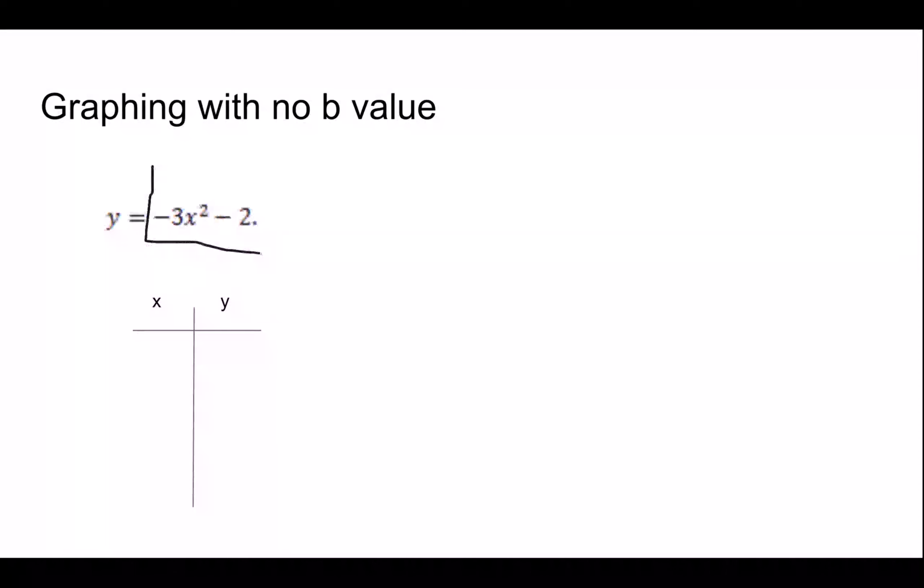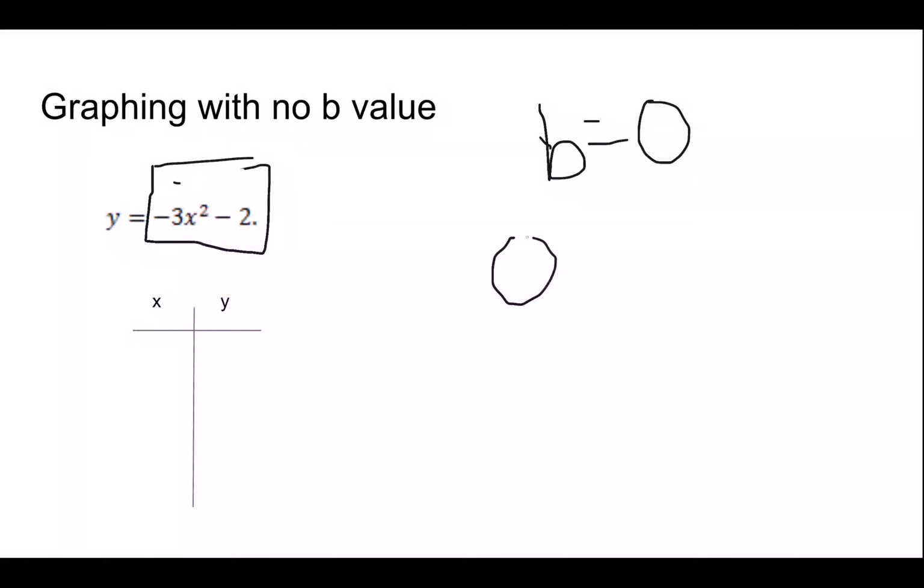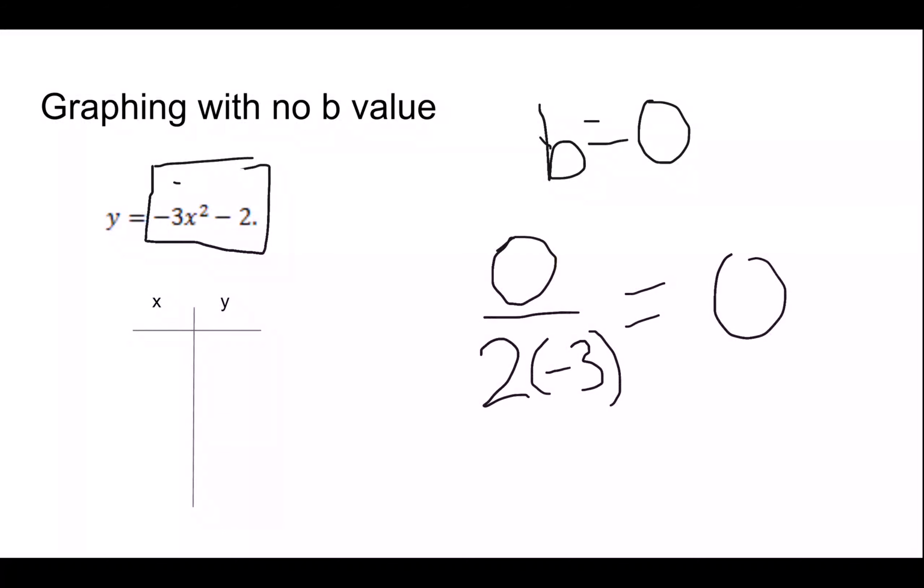Again, as you can see in this one, we have no linear term, so it doesn't really have a b-value. So we're going to say that b-value is 0. So when I take negative b, which would be 0, over 2 times negative 3, I would end up getting 0 again. So our middle term is 0. 1 below, negative 1. 1 above, 1. Fill in the values. If I throw in 0 in the middle, I just get negative 2.